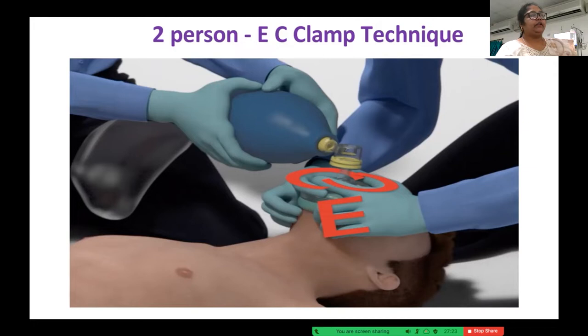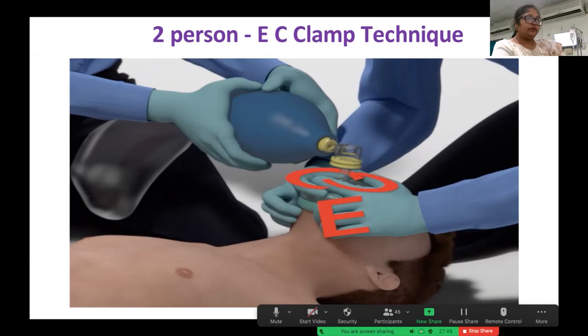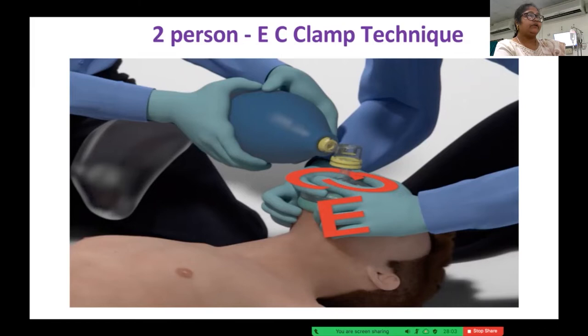So this technique is very, very important because when we have two or more rescuers present, then we can have a double C and double E method of securing the airway. Two thumbs and the fingers around the mask and the E around the mandibular area. So this will give a good snug fit of the mask area for good aeration.